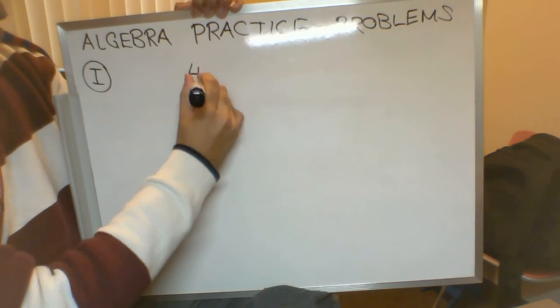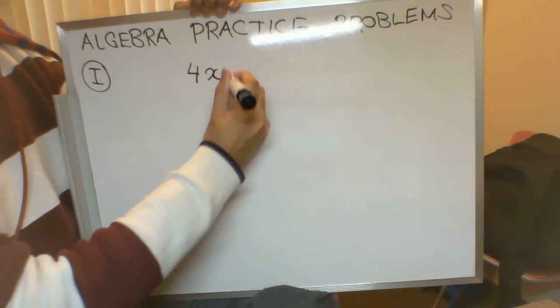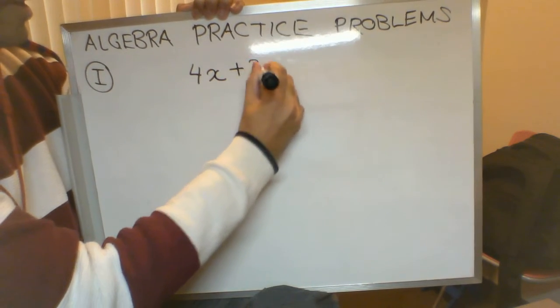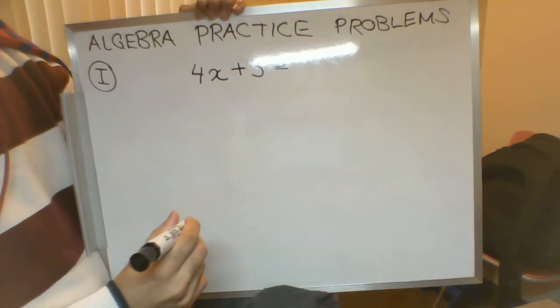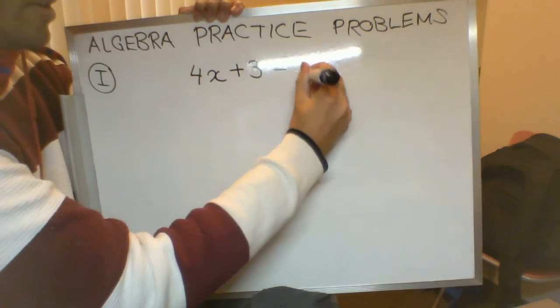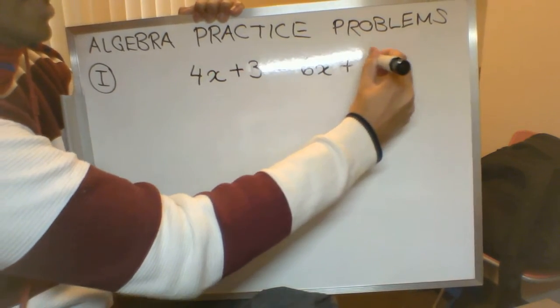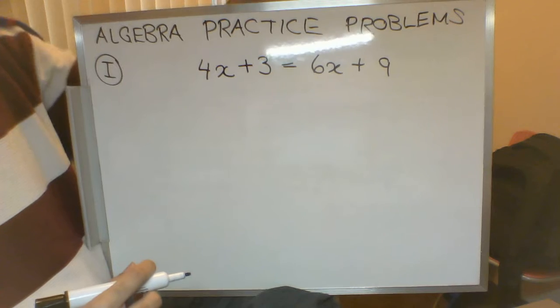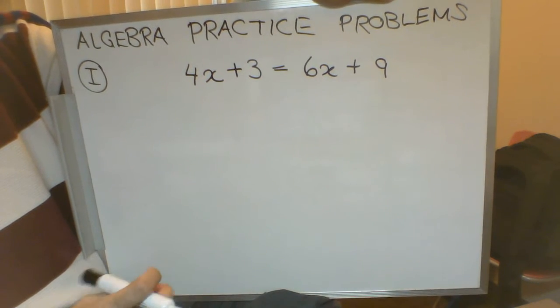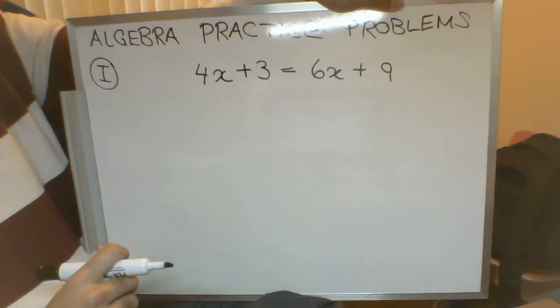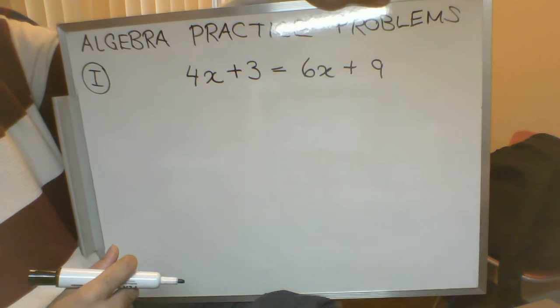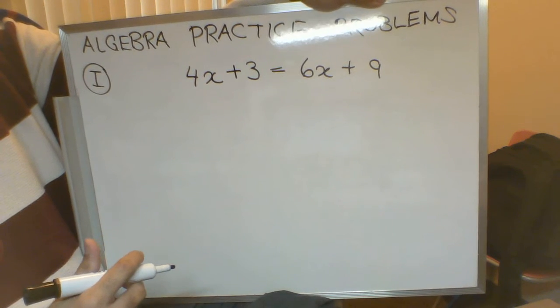So the equation that you're given is 4x plus 3 equals 6x plus 9. All right, and what we want to do is solve for x here, right? We've only got the one variable, so we're going to have to solve for x.